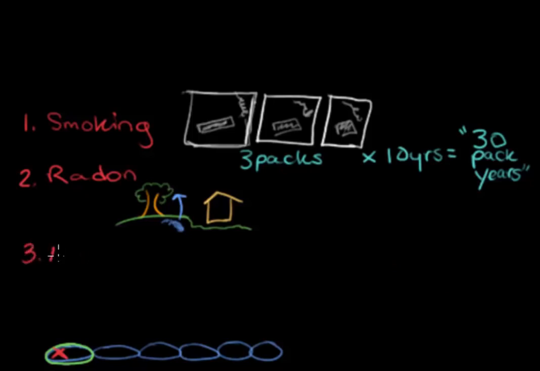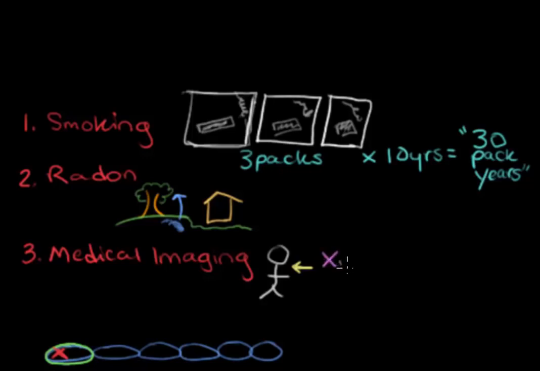And finally, a main last source of mutation in lung cancer is medical imaging. And if a person goes to the doctor and needs to have a picture taken of the inside of their chest, it might be taken with the use of radiation in the form of an x-ray or a computed tomography scan, which you may be more familiar with as a CAT scan. But either way, this person is receiving a large dose of radiation that can be harmful to their cells.